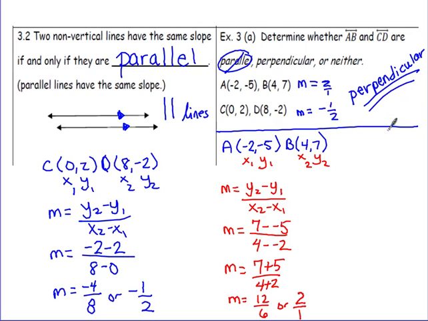Which means when they do intersect, they form right triangles. The symbol for perpendicular is this symbol. It looks like an upside down T. So these are going to be perpendicular lines.